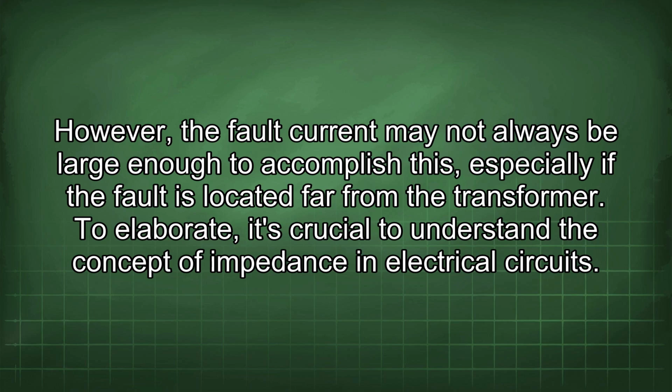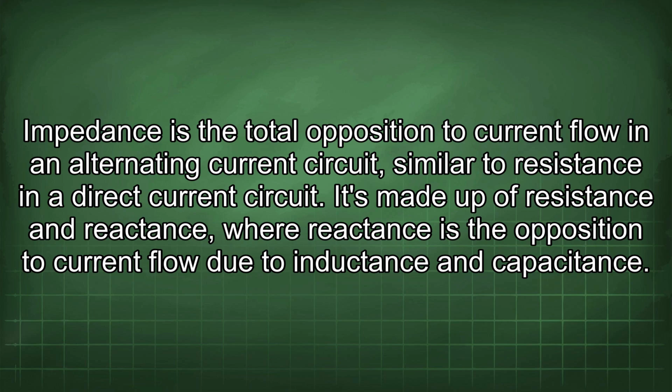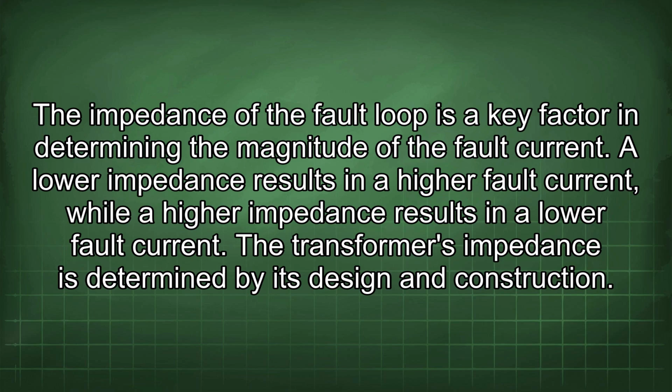To elaborate, it's crucial to understand the concept of impedance in electrical circuits. Impedance is the total opposition to current flow in an alternating current circuit, similar to resistance in a direct current circuit. It's made up of resistance and reactance, where reactance is the opposition to current flow due to inductance and capacitance. The impedance of the fault loop is a key factor in determining the magnitude of the fault current. A lower impedance results in a higher fault current, while a higher impedance results in a lower fault current.